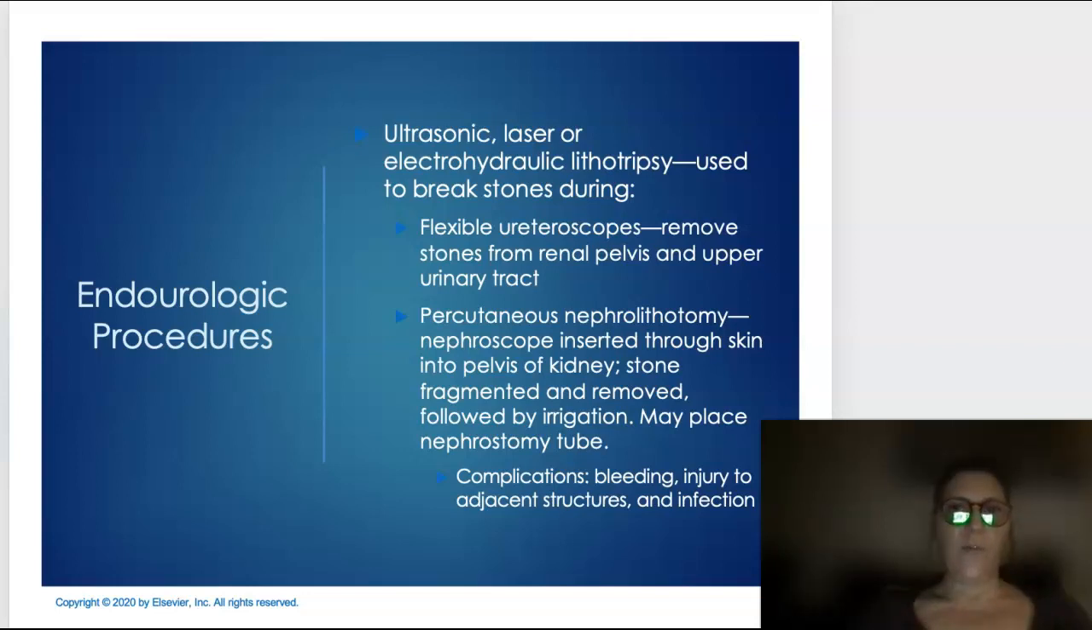So this is where they remove the stones from the renal pelvis and upper urinary tract. They could have a percutaneous nephrolithotomy. A nephroscope is inserted through the skin into the pelvis of the kidney. The stone fragments are removed, followed by irrigation, and they might have a nephrostomy tube in there. Complications: bleeding, injury to the adjacent structures, and infection.